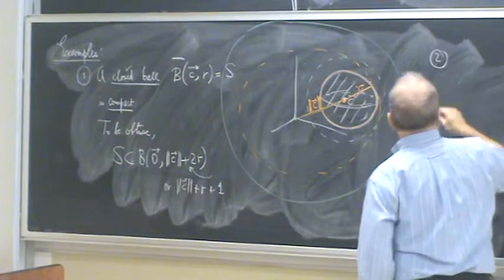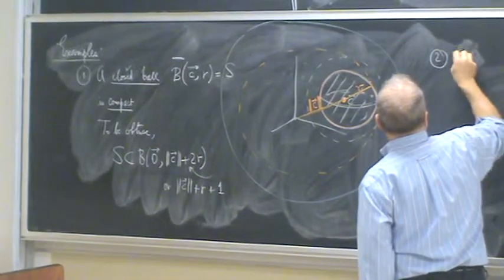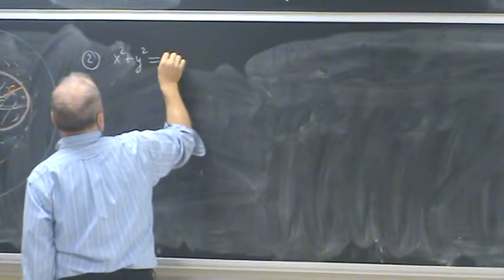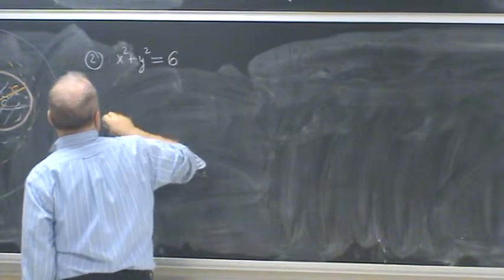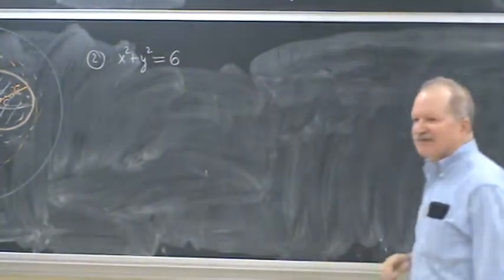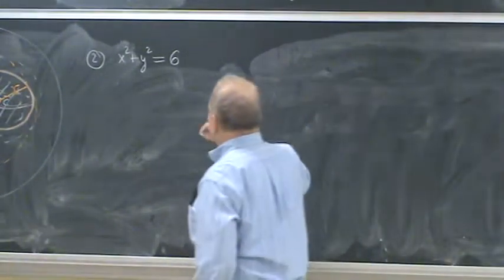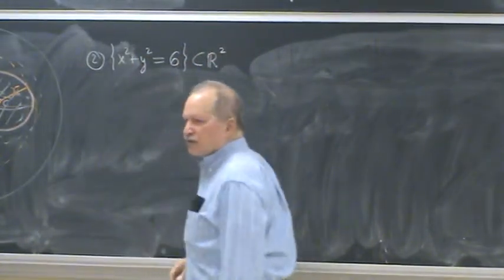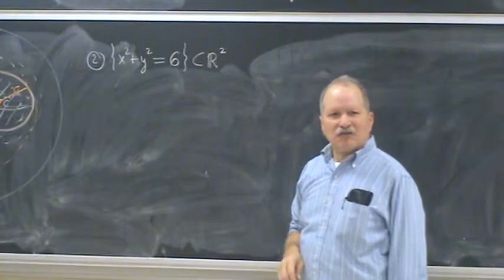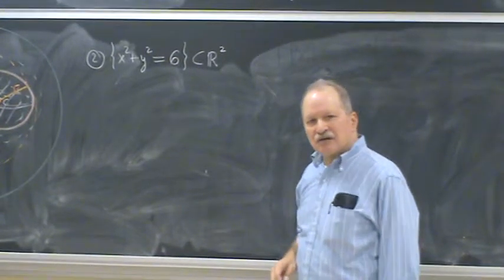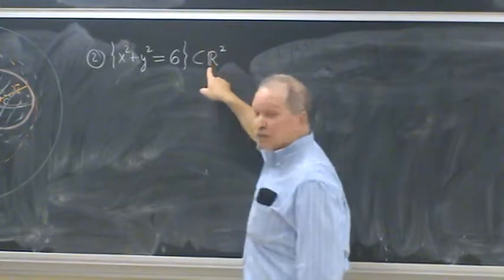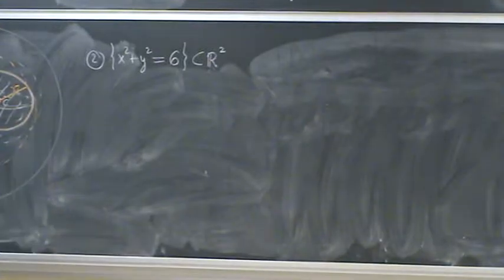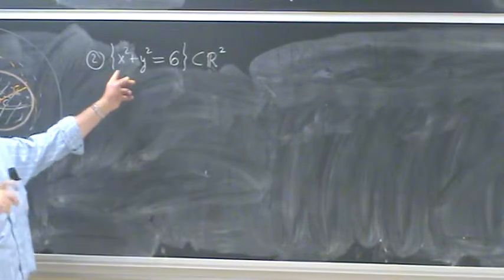What about something like x squared plus y squared equals 6? Let's say we're in R2. No, because z can be anything. Okay, we're in R2. Never mind. Mallory's caught me that you have to be very particular about saying where your set is sitting.